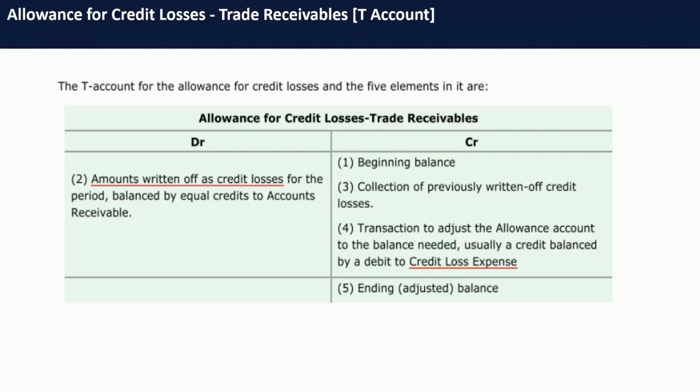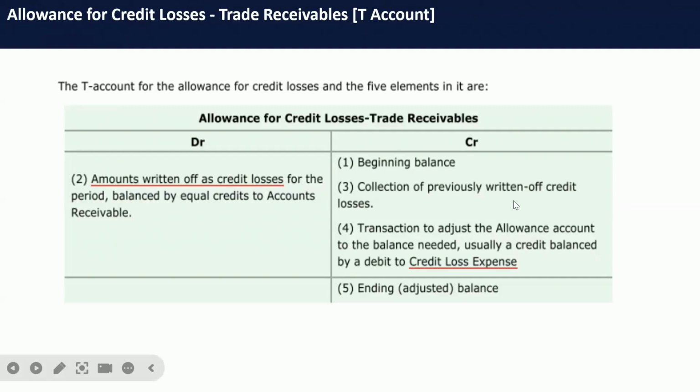Then the second entry will be amounts written off as credit losses. That means you're 100% sure that that customer is not going to pay you. At that time, there is no use in maintaining accounts receivable. You will write it off as credit loss. You will eliminate that 1,000. I was not sure of collecting 1,000. I will eliminate it. No longer will I consider it as accounts receivable.